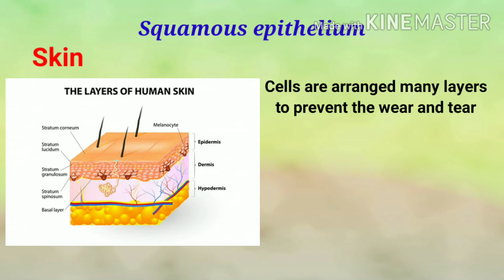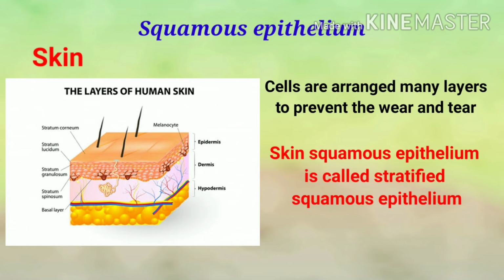You got it? In the skin, the squamous epithelium is arranged as layers. So the skin squamous epithelium is called stratified squamous epithelium, because in the skin the cells are arranged in many layers.